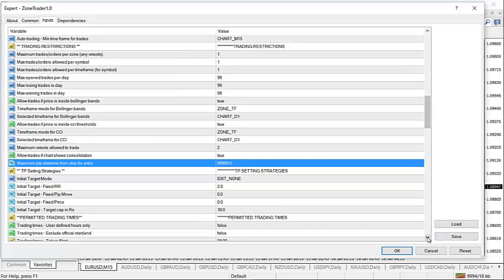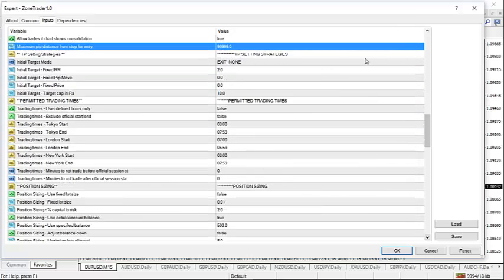Moving down to the next section, you have TP or take profit setting strategies. The default setting is none, exit none, which means that whenever an order is created, whether it be a limit order or market order, then there's no take profit value set.